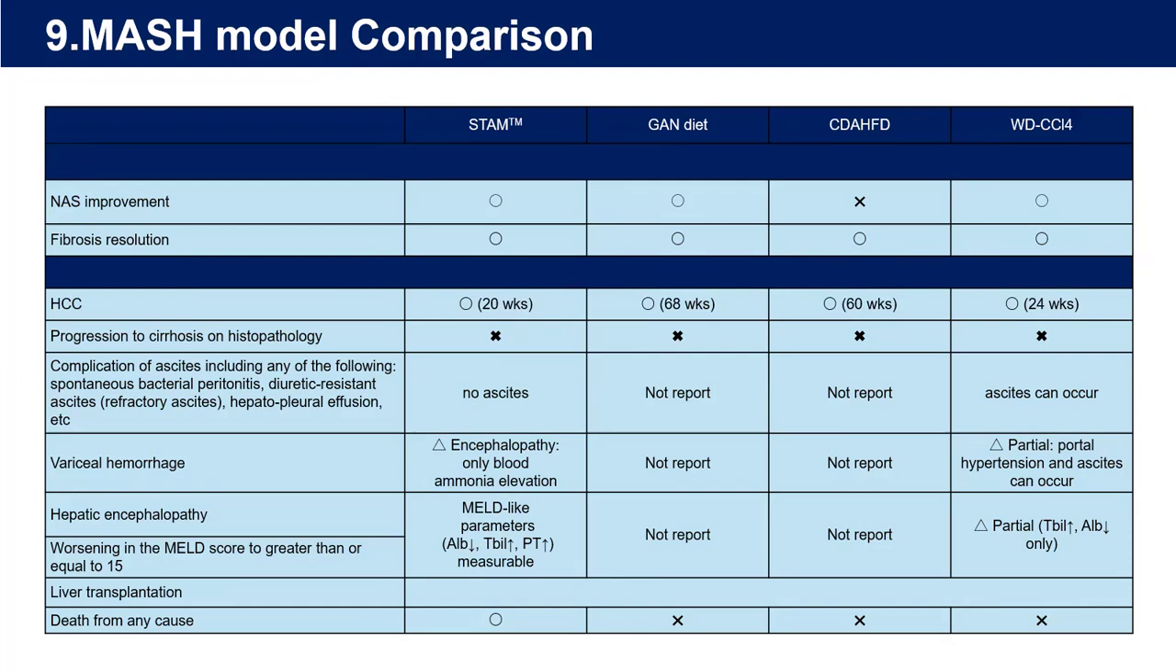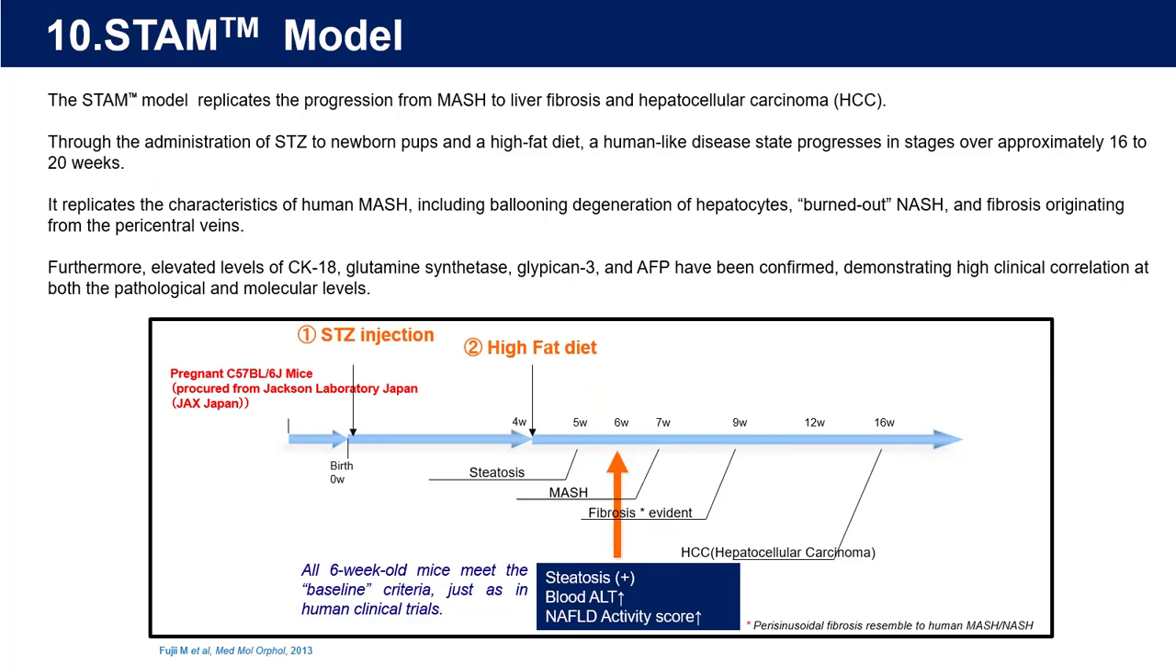As such, the parameters that can be evaluated and their scope differ from each model. The STEM model is characterized by its ability to provide a comprehensive end-to-end evaluation covering everything from MASH all the way to HCC and even survival. On the other hand, the other models excel in evaluating specific pathologies or parameters. Therefore, it is important to select the appropriate model based on the specific evaluation objectives. And from here on out, we'll introduce each model, and first we will explain the STEM model.